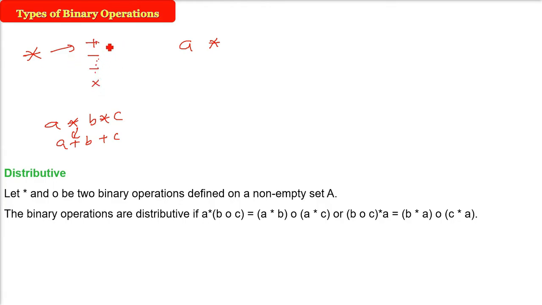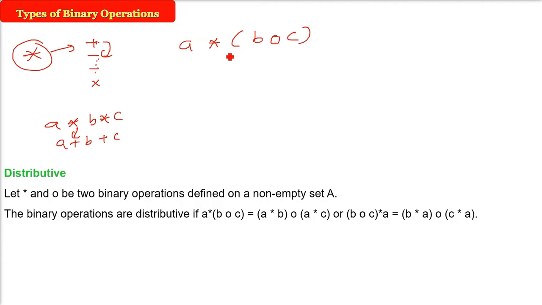So for two operations, we are saying one we will take as star, other you can take it as anything you want. I am taking it as O. O is not suitable because it is a letter, so we should not use it, but most of the books have been using it. So I am using it.